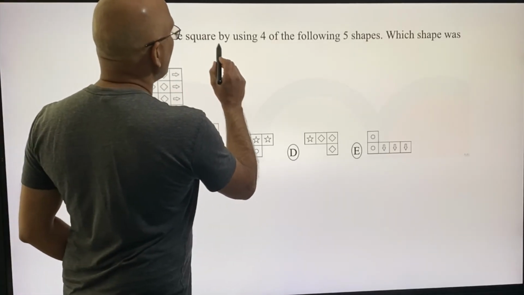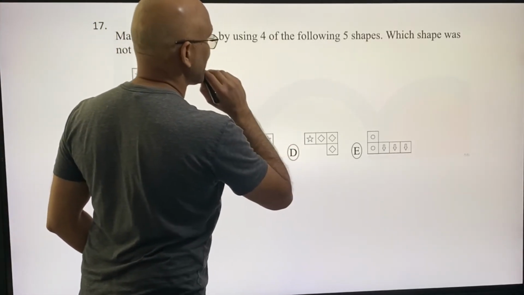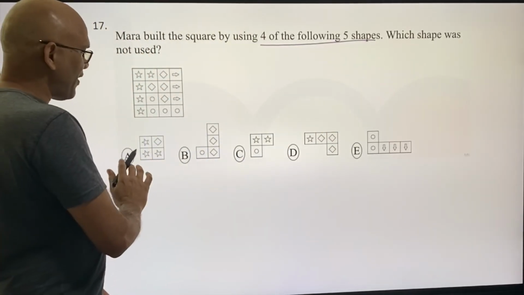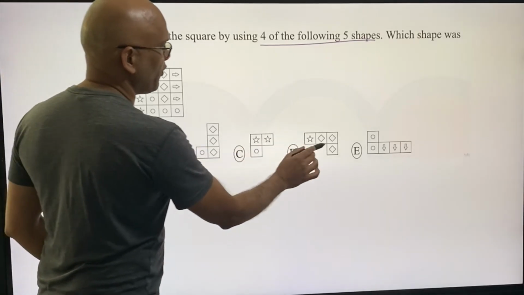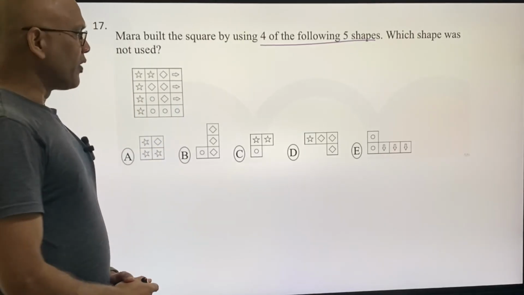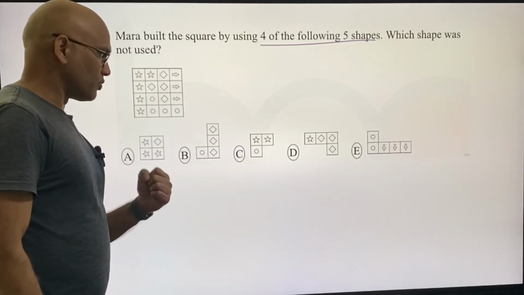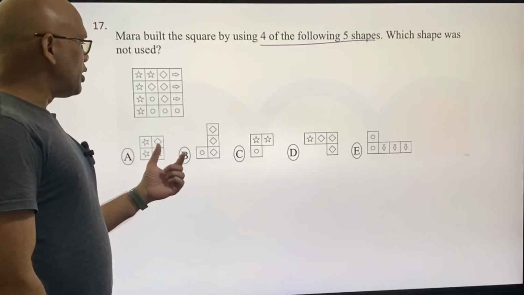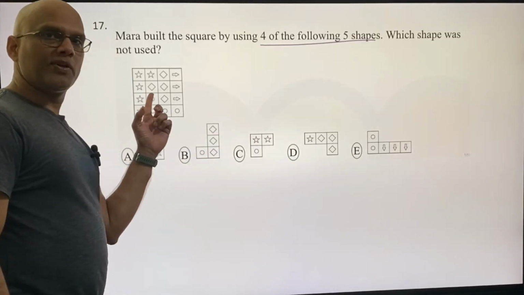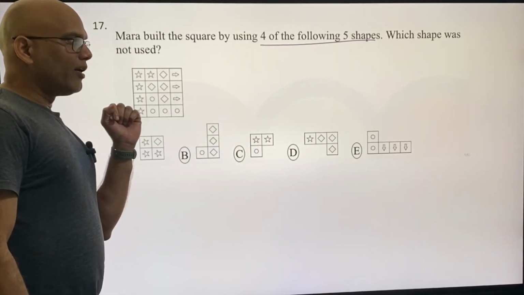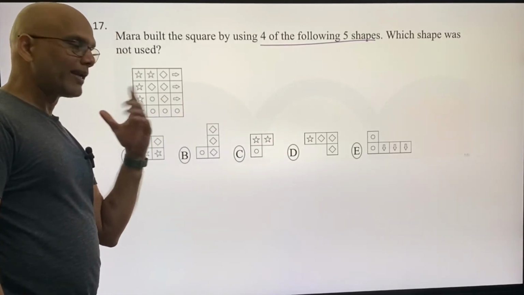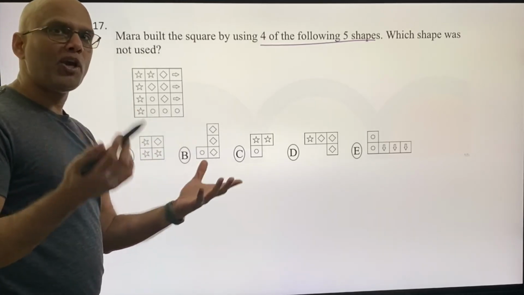Mara built the square by using 4 of the following 5 shapes. Which shape was not used? Okay, so there are 5 shapes, 1, 2, 3, 4, 5, and using 4 of these the square was built. So which one of these was not used? If you look at individual shapes, you can find all the individual shapes in this, right? So we cannot rely on that. We have to look beyond that.